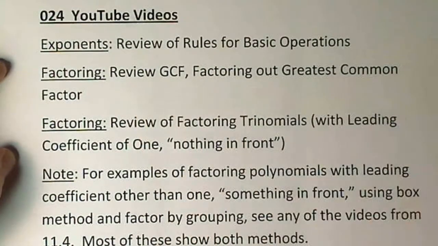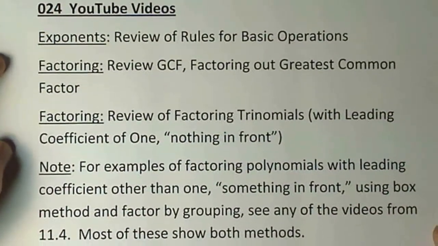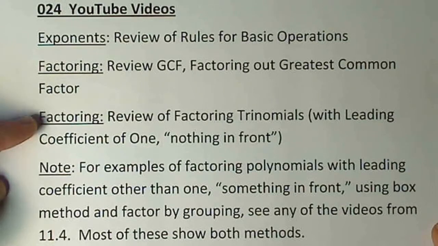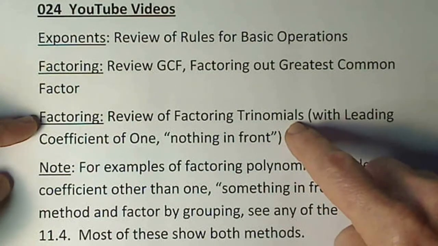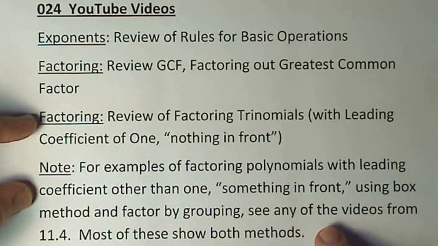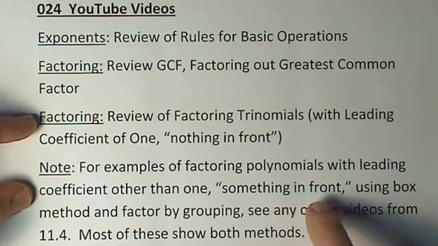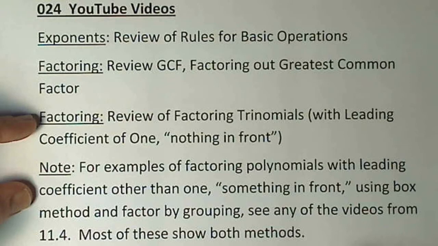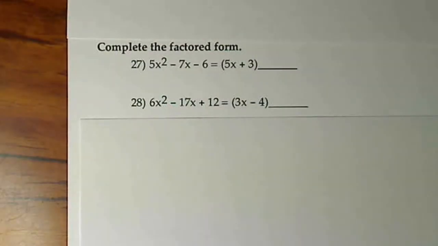Review of greatest common factor, that's factoring out the greatest common factor. Also factoring trinomials, and for example of factoring trinomials with leading coefficient other than 1, or something in front of your x squared, any of the videos from 11.4 show, well, almost all of them, show both methods, factor by grouping as well as the box method. Okay?